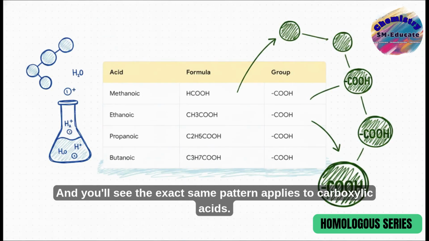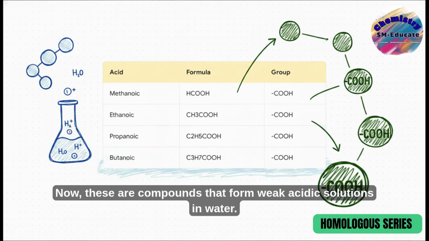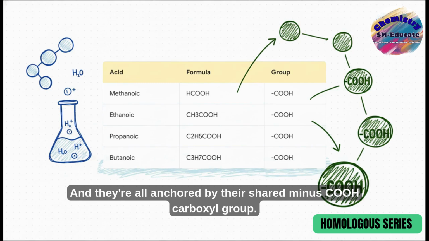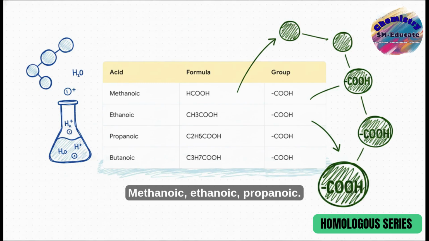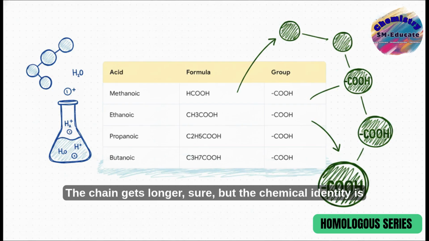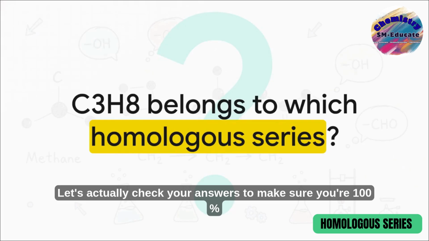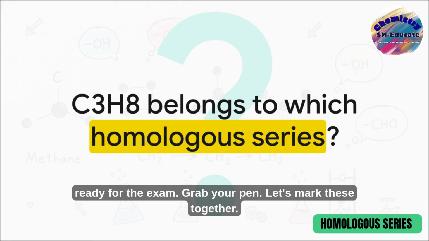And you'll see the exact same pattern applies to carboxylic acids. Now, these are compounds that form weak acidic solutions in water, and they're all anchored by their shared -COOH carboxyl group. Methanoic, ethanoic, propanoic. The chain gets longer, sure, but the chemical identity is totally locked in by that specific functional group. Let's actually check your answers to make sure you're 100% ready for the exam. Grab your pen, let's mark these together.